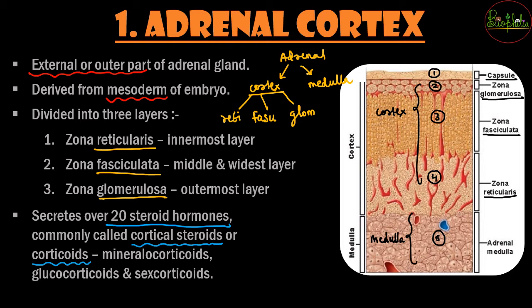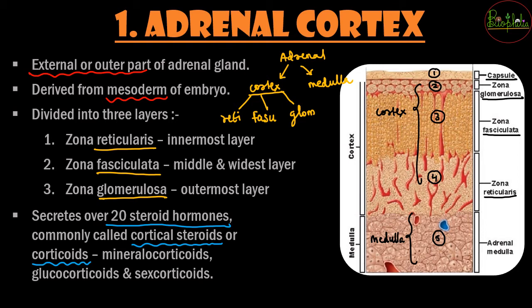So three layers hai in the cortex. So there are three corticoids that will be secreted. So first is called as mineralocorticoids, glucocorticoids, and the sex corticoids. So in here we need to understand कि जो three layers है, that is reticularis, then there is fasciculata and the glomerulosa. So इन तीनों में से कौन से corticoids release होंगे?